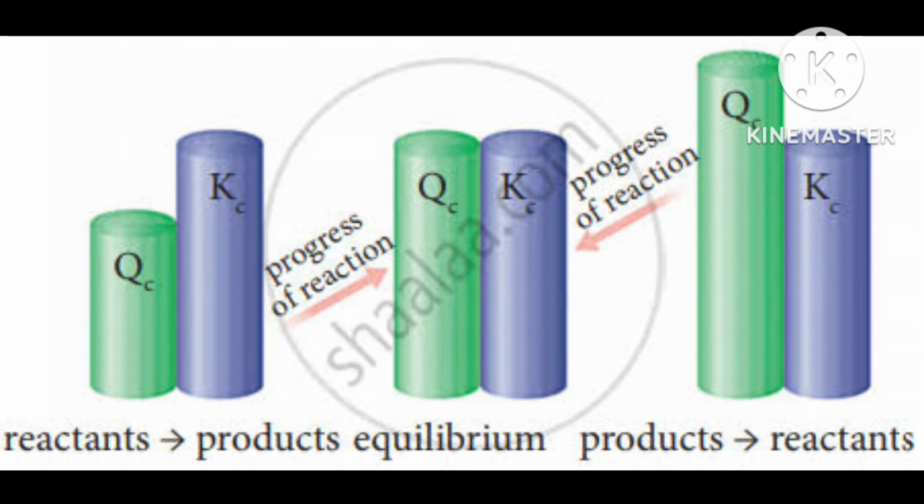It forms 2HBr at 300 K, and its Kc value is 5.4 into 10 to the power 18. This is the Kc value. Okay. Then, that is the three examples I gave you.